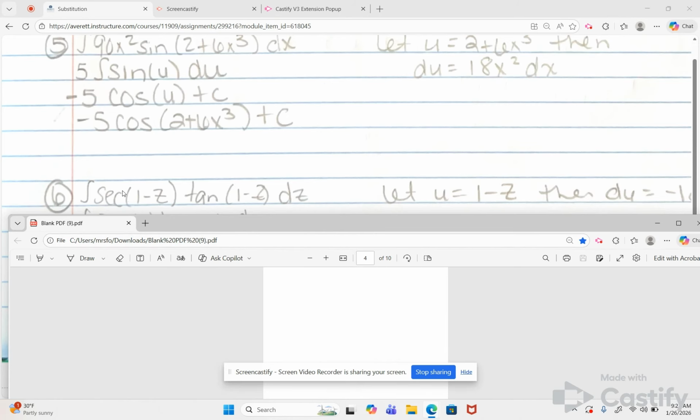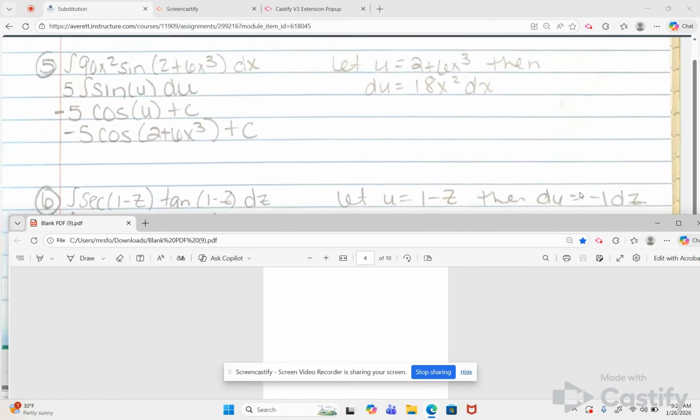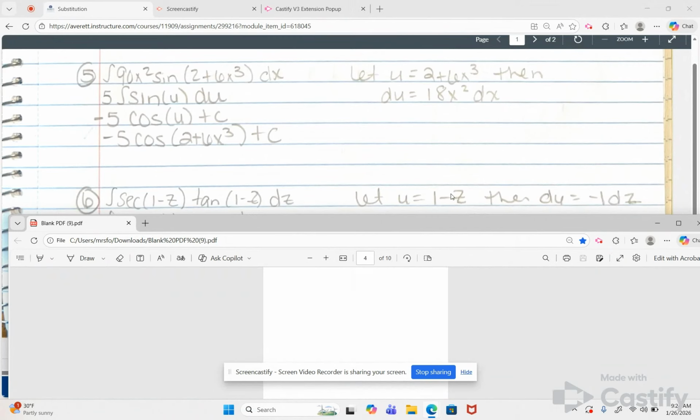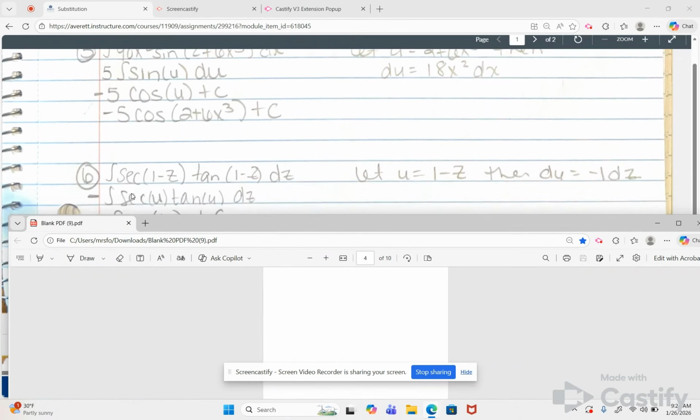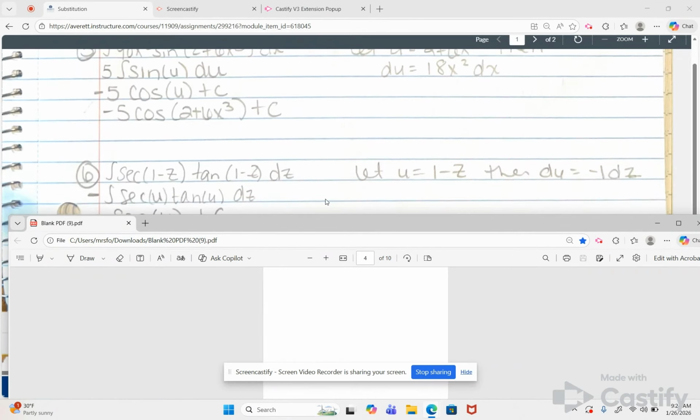So if we're looking here, this 1 minus z is our u. So we have secant u, tangent u, and then if you notice when you take the derivative, that's going to be negative 1 dz, because the derivative of negative z is negative 1. Now there is no negative 1, so we have to pull that in. So this is what our new antiderivative looks like when we put in our u's. So this is the antiderivative of secant tangent.